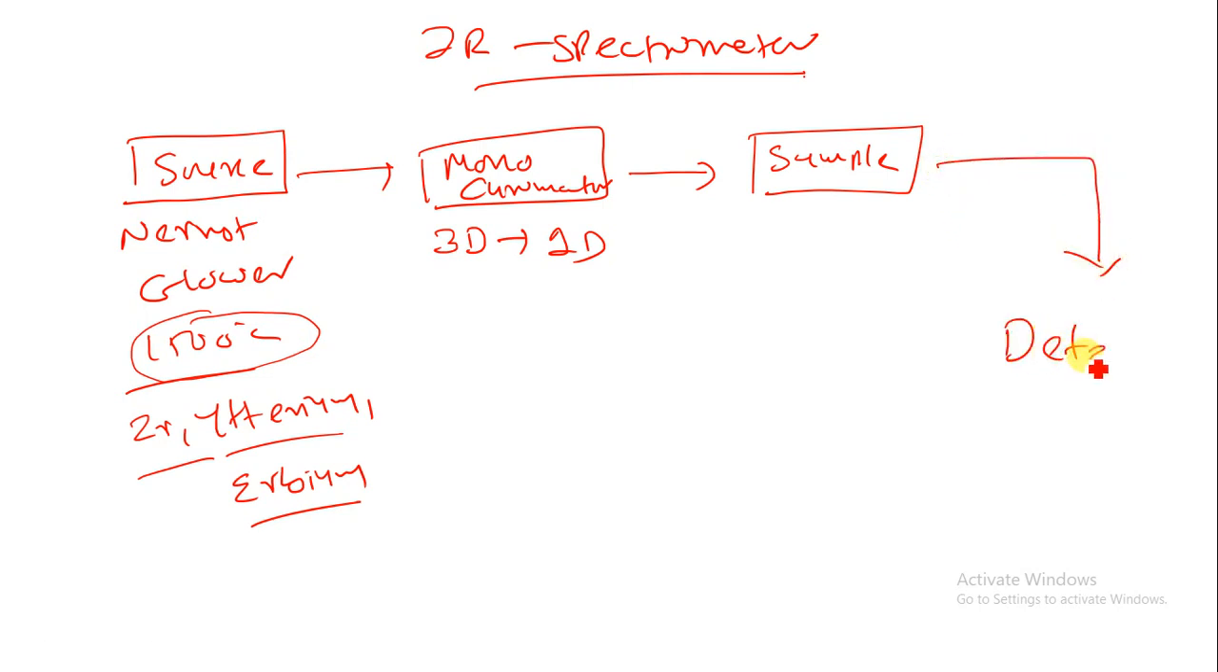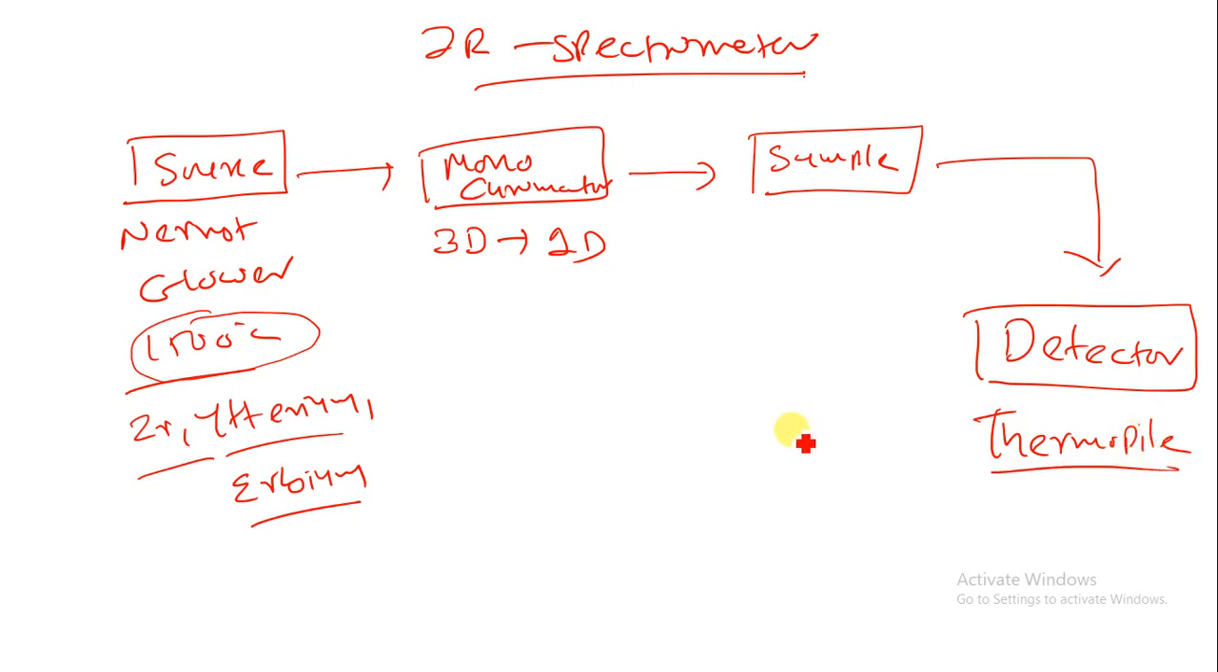then after it undergoes a detector. Now in IR spectrometer we are having a thermopile. This thermopile is known as a detector. Then after it falls onto the recorder. Recorder means computer software, and the last one we are having a graph.